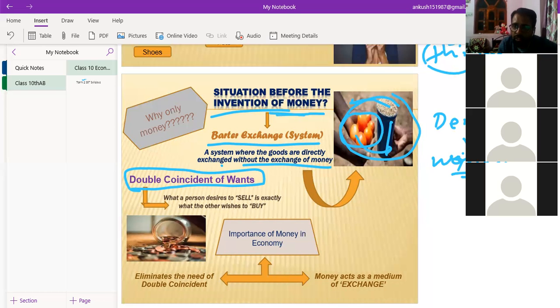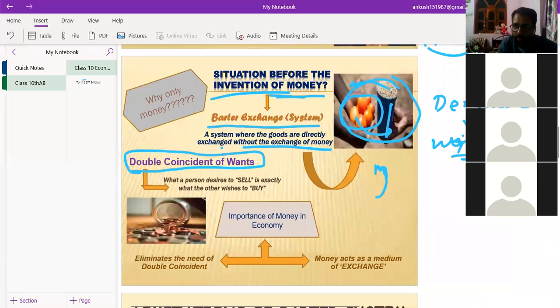Suppose, for example, I want to sell this pen. And someone wants to sell a register or notebook. Just take a notebook. Now, what will happen here? Is there any chance to have the double coincidence?